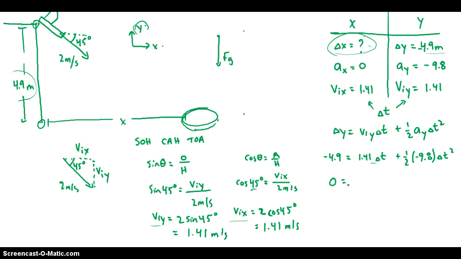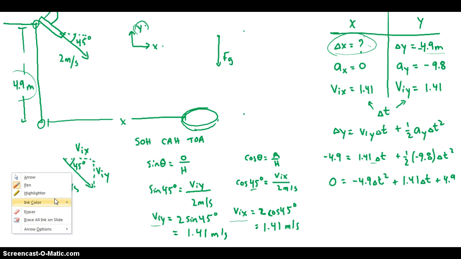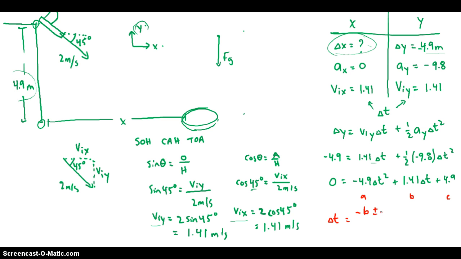You want to put 0 on this side. I like putting this number first, so that's going to be 4.9 delta t squared plus the other terms. This is going to be my A value, this is my B value, and this is my C value. In my quadratic equation, delta t is like our x: it's negative b plus or minus the square root of b squared minus 4ac, all over 2a. I'll plug in your numbers and see what you get.